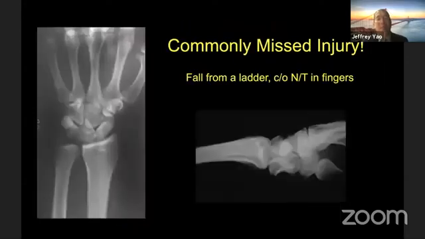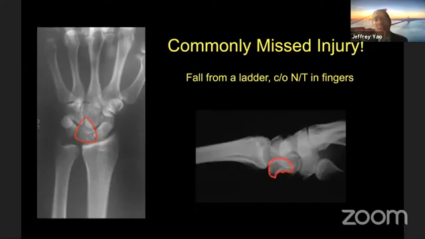This is a commonly missed injury. It's very commonly missed in the United States in emergency rooms because people are not always facile at looking at wrist x-rays. Here's a patient with a fall from a ladder who complains of numbness and tingling, and you see the classic radiographic findings on the PA radiograph with loss of Gilula's lines and the so-called pi sign, where the lunate becomes triangular shaped rather than the trapezoidal shape it normally should be.